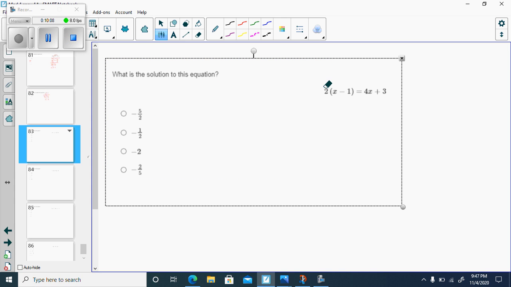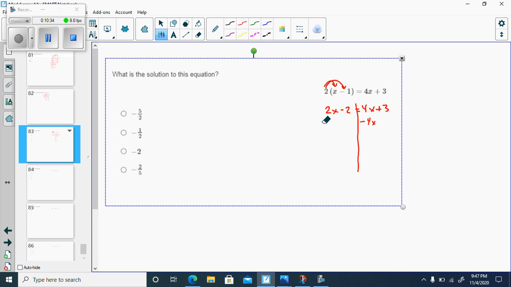What's the solution to this one? Okay, we've got distributive property, so we need to do our distributive property. 2x minus 2 equals 4x plus 3. Both of those expressions are as simple as they can get. There's no collecting like terms or distributive property to deal with, so I need to get the x's on one side and the numbers on the other.